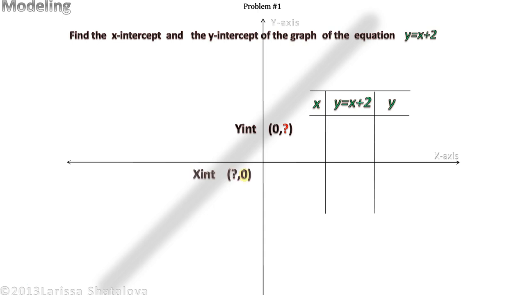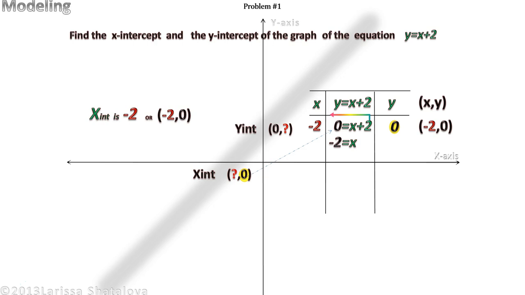So now we are looking for the x-intercept. We are going to use the idea that the y-coordinate is 0. This is what we know. Now we have to replace y in our equation by 0 and solve for x. How can you solve for x? You can move +2, or you can add -2 to both sides. So x is -2. So the x-intercept is -2. We can show it as a point with coordinates -2, 0, or we can use words. The x-intercept is -2.